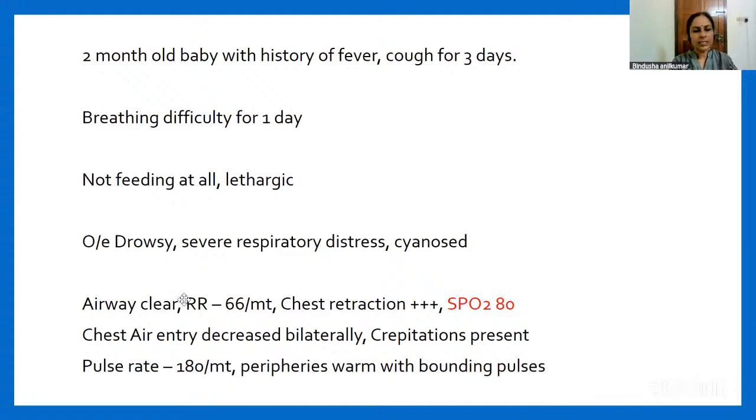Chest is clear, respiratory rate is 66 per minute. Chest retractions are there. Saturation is very low, 80 only. Air entry is decreased bilaterally. Crepitations are there. Pulse rate is 180. Peripheries are warm with bounding pulses. What could be the cause?